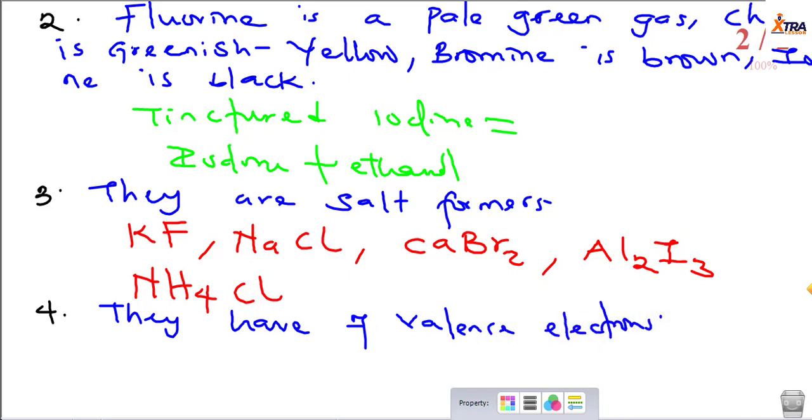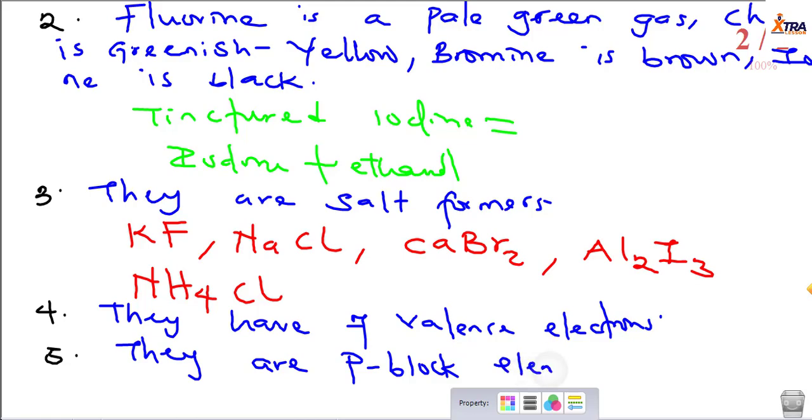That's why they are put in group 7 of the periodic table, right? And what about their block? What block do you think they belong to? They are p block elements. Now let's explain points 4 and 5 together.